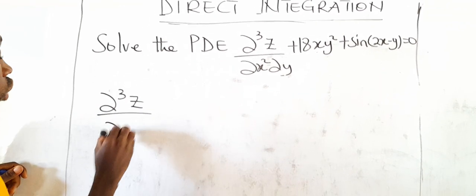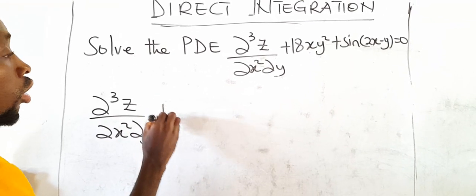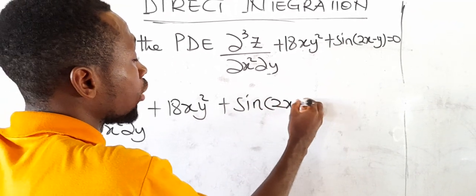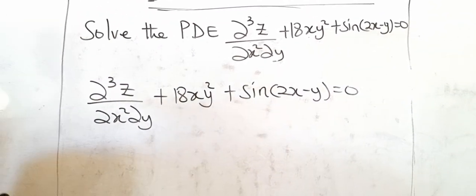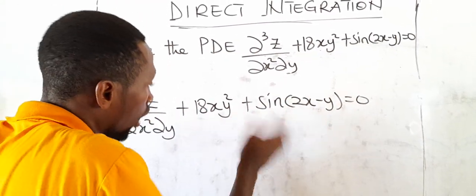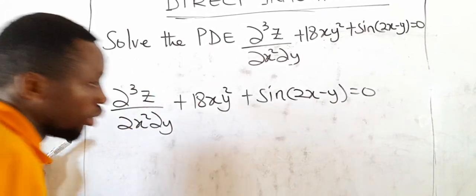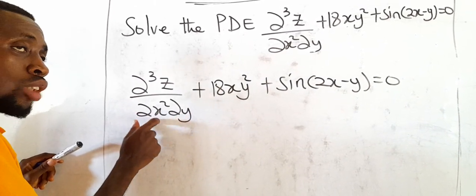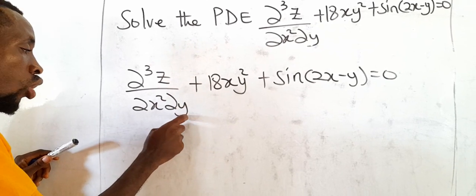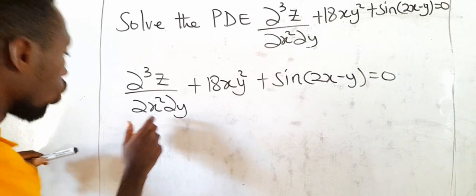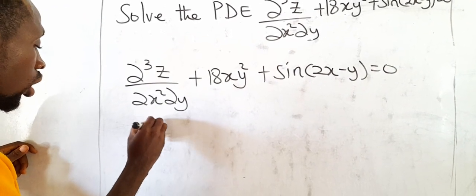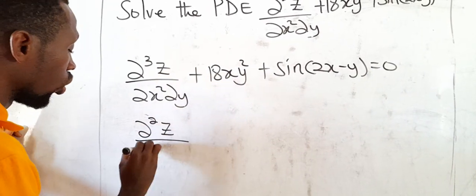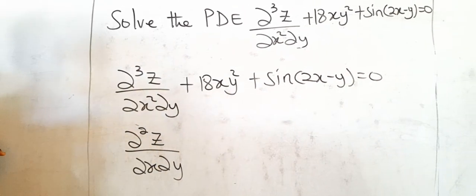Del cube z over del x squared del y plus 18xy squared plus sine of 2x minus y equal to 0. So you can send this one there. Then you integrate. However, you can do the integration here. After that, you transpose. It's the same thing. You will get the same solution. Now let's go. So remember, we integrate with respect to x twice. Integrate with respect to y once. Get that in your mind. So let's integrate with respect to x first. When we integrate with respect to x, this will reduce to del square z over del x del y, so it will now be left with only the partial differentiation with respect to x once.